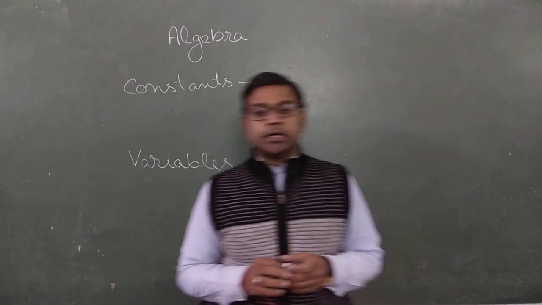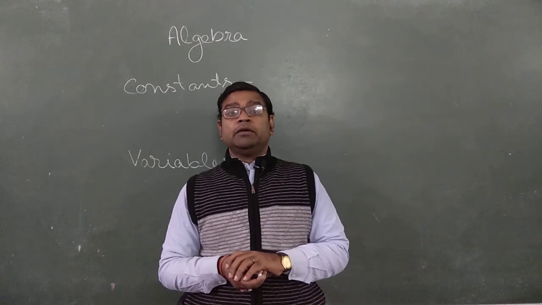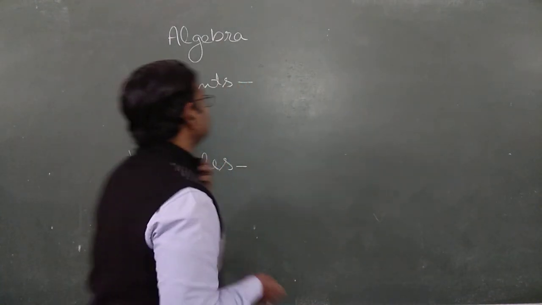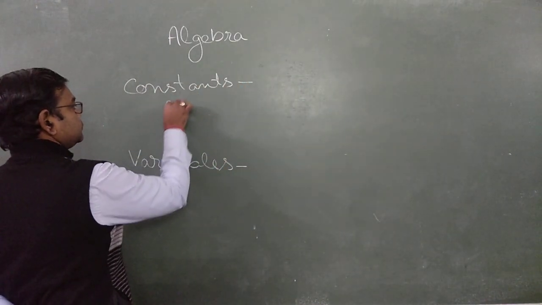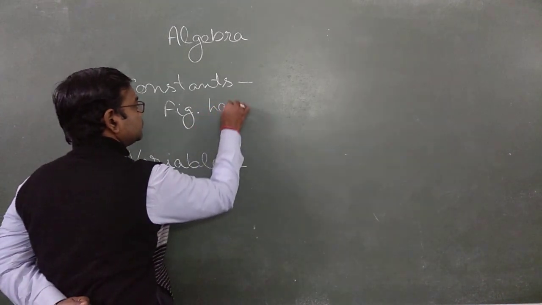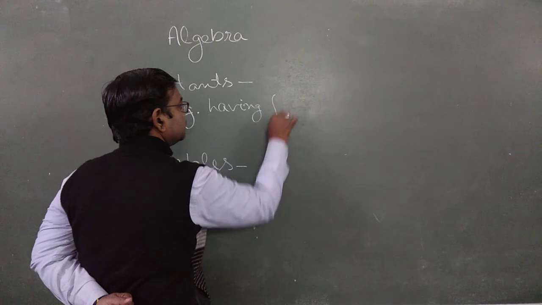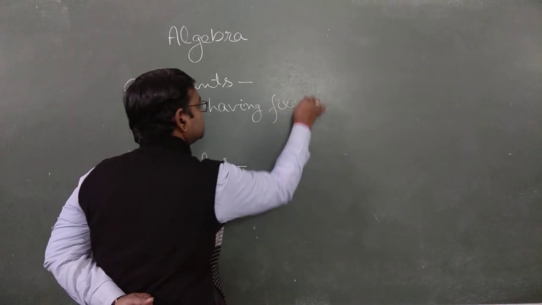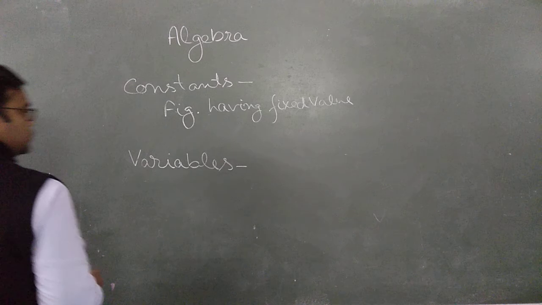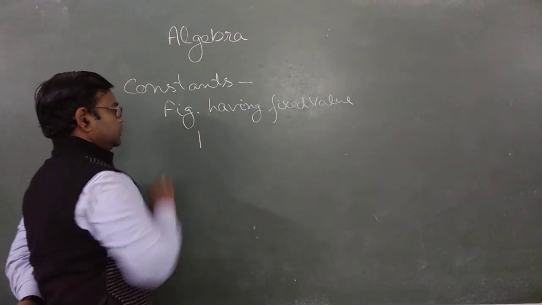The definition of constant says that a number which has a fixed value, or a figure having a fixed value, is known as your constant. Here I am using the word figure. A figure having fixed value is known as your constant. Clear? For example, this figure.